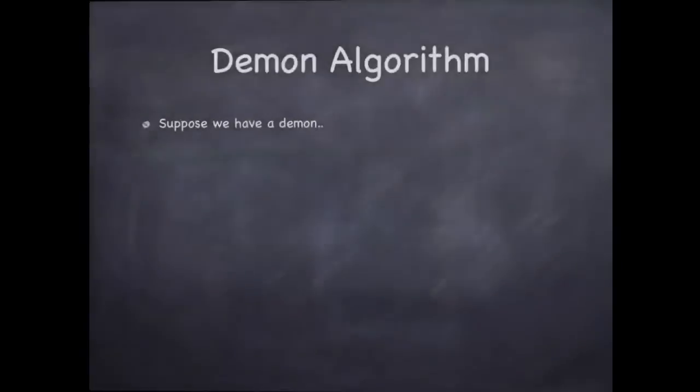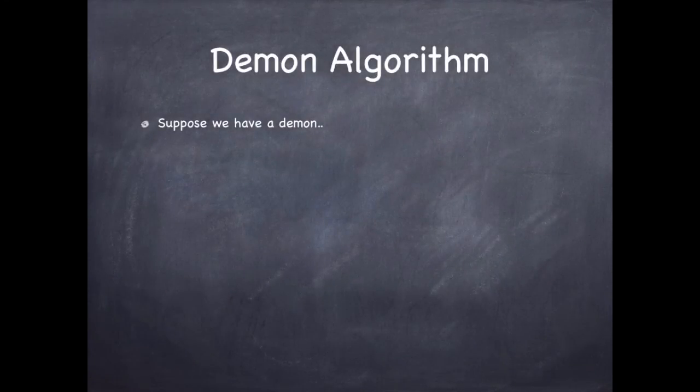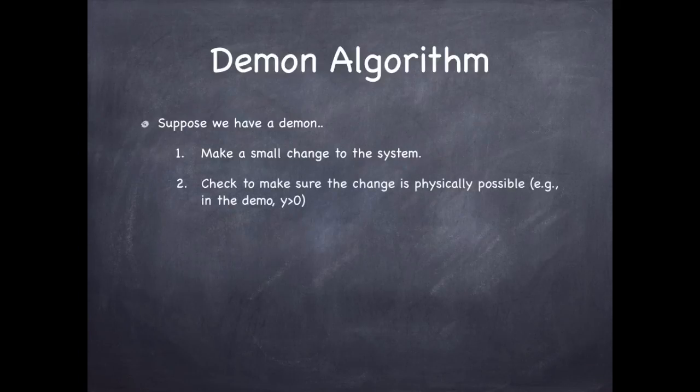So let's talk about the algorithm itself. How does it work? So you have a system that has many pieces, and each piece can have a certain fraction of the total energy, say, and then you imagine you have a Demon, and what you do is you make a small change to the system, and then you check, is that change physically possible? So for example, the demo that I'm going to show you in a moment, we're going to be talking about molecules that are able to move up and down vertically, but there's a floor, so they're not allowed to go below the floor. There's something in the way.